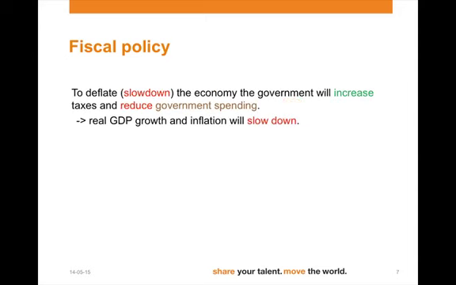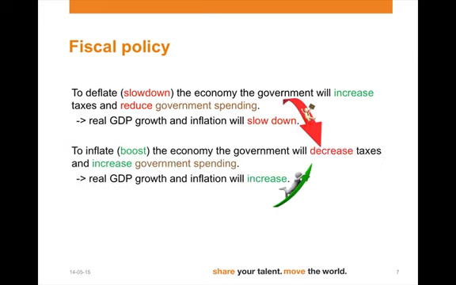In short, if the government wants to slow down the economy, it will increase taxes and reduce government spending. The effect will be that real GDP growth and inflation will slow down.